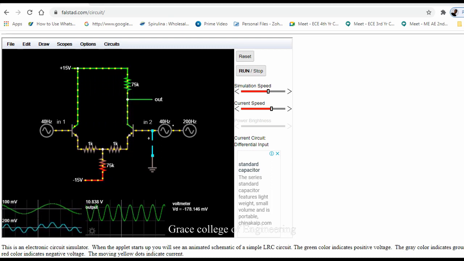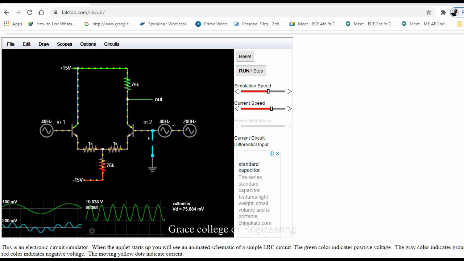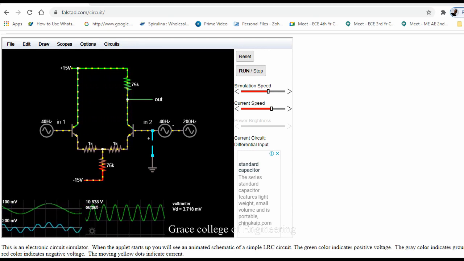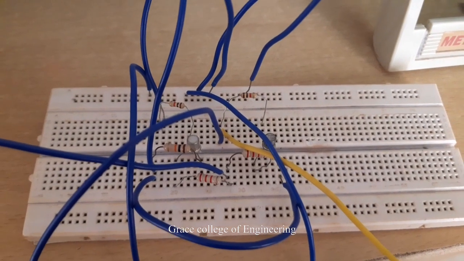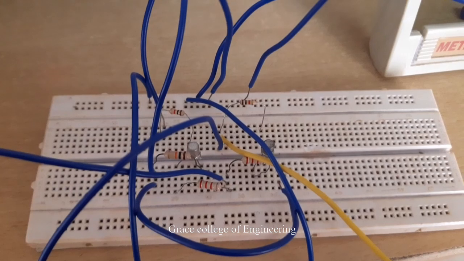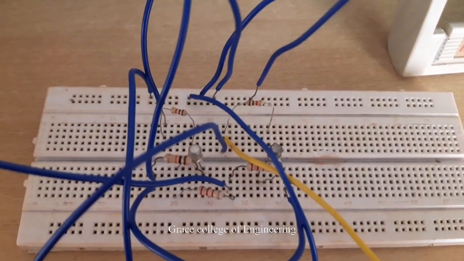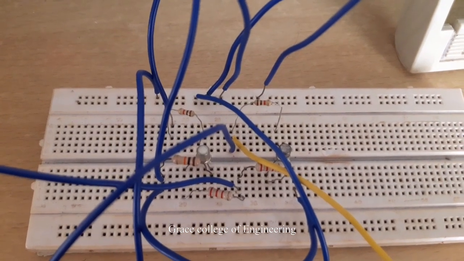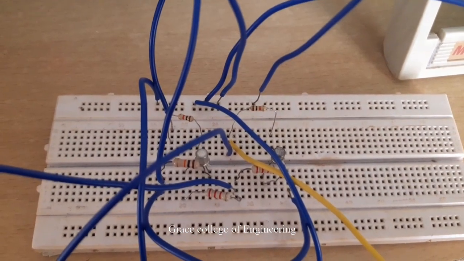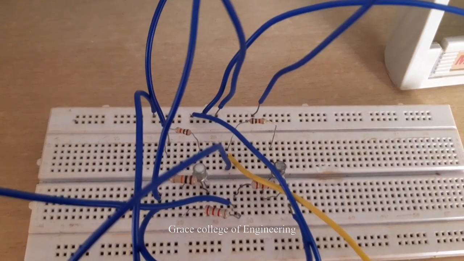This is the simulation of the differential amplifier operating in differential mode. This is the differential mode circuit of a differential amplifier using BJT. Here the input to the two transistors are given through separate voltages V1 and V2, and the output voltage will be the difference between the two input voltages.